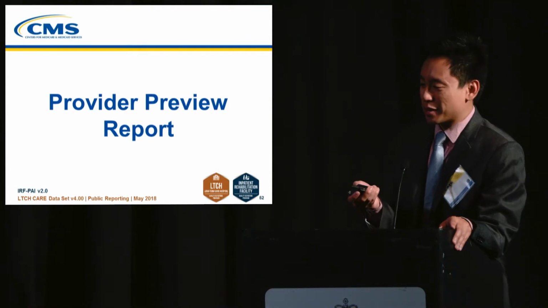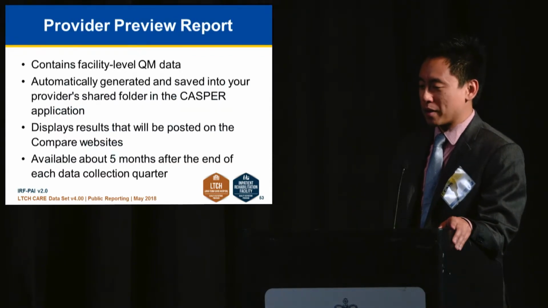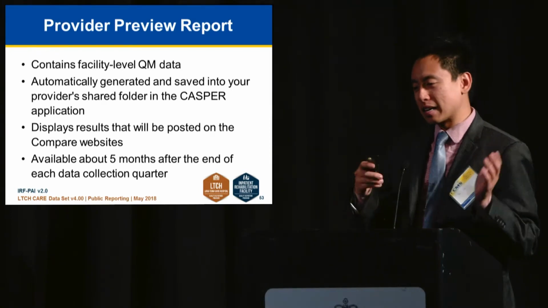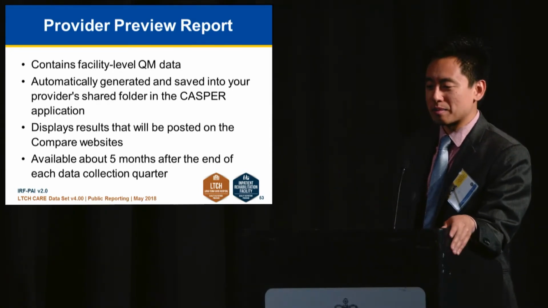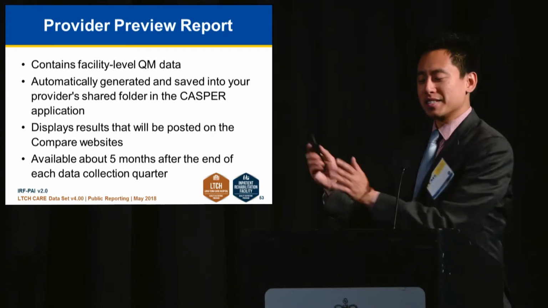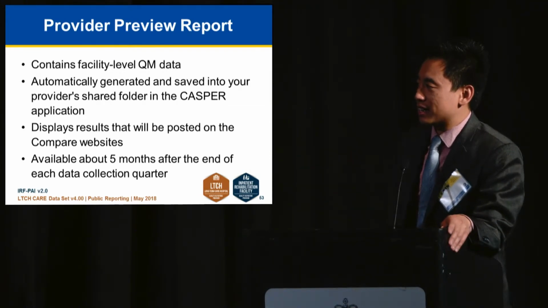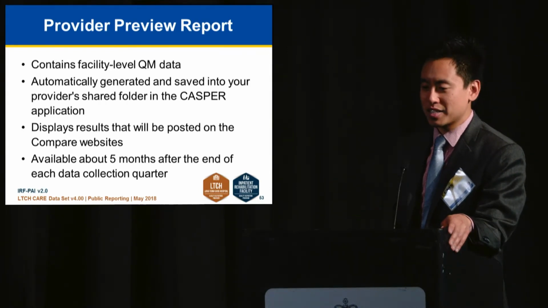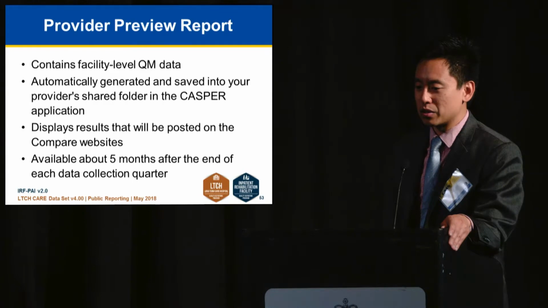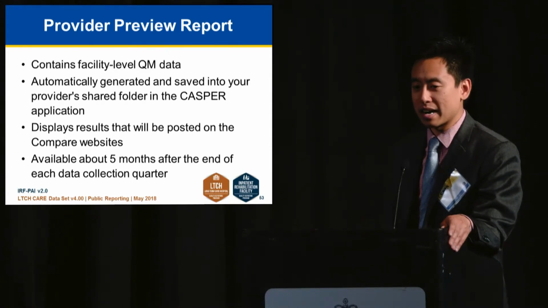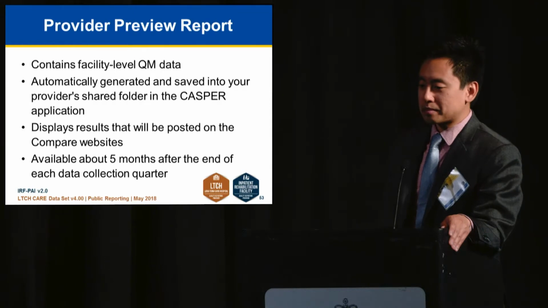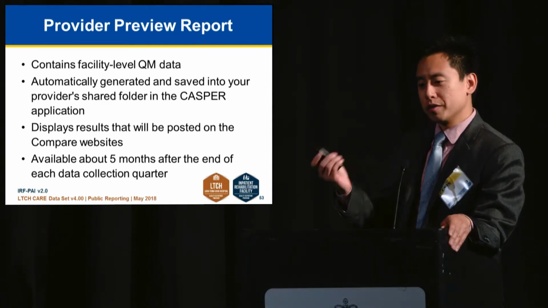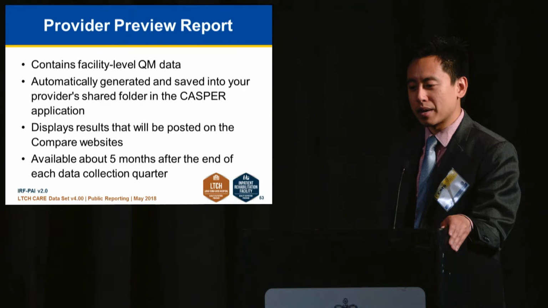And lastly, the provider preview reports. Once the data is frozen in the review and correct reports, it leads to the provider preview reports. The provider preview reports contain facility level quality measure data, and these are automatically generated and saved into your inbox in the CASPER system. This will be your preview of what will be displayed on the Compare website, and it's usually available about 5 months after the end of each data collection quarter.